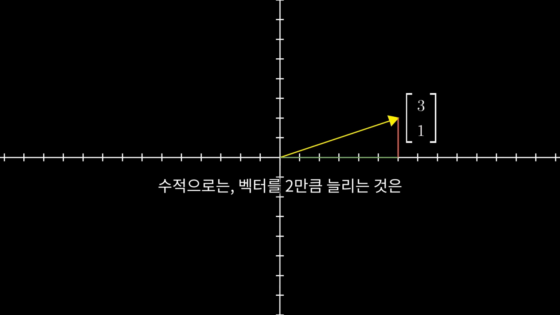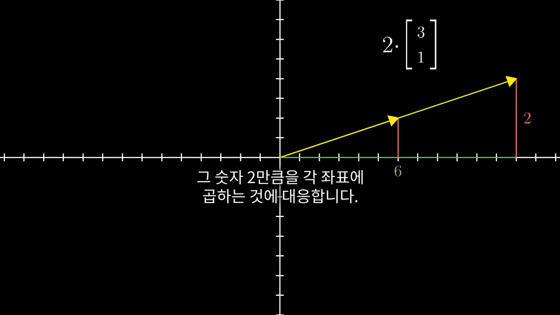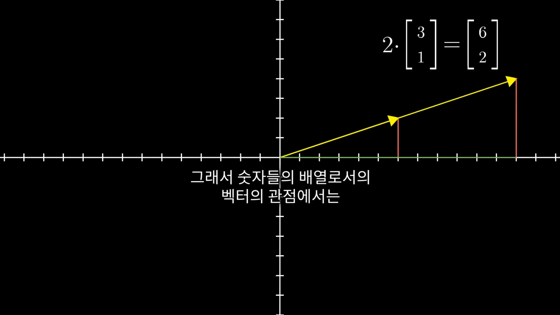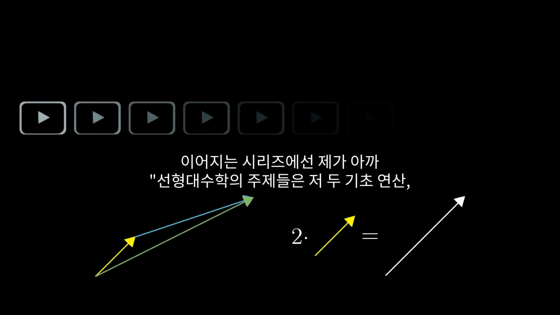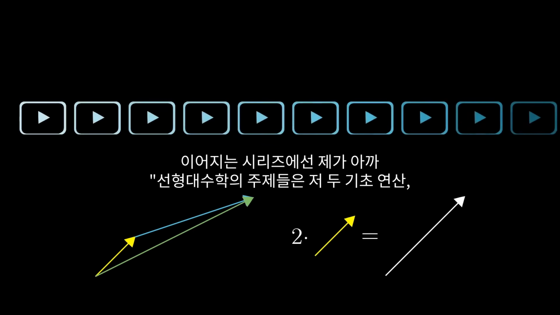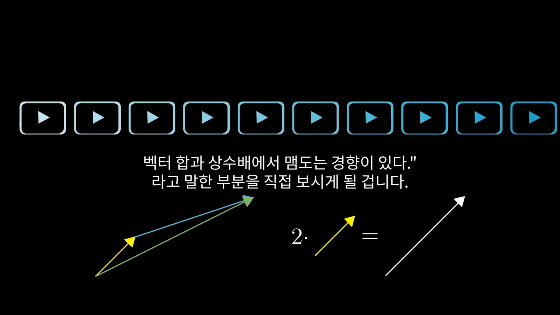Numerically, stretching out a vector by a factor of, say, 2, corresponds with multiplying each of its components by that factor, 2. So in the conception of vectors as lists of numbers, multiplying a given vector by a scalar means multiplying each one of those components by that scalar. You'll see in the following videos what I mean when I say that linear algebra topics tend to revolve around these two fundamental operations, vector addition and scalar multiplication.